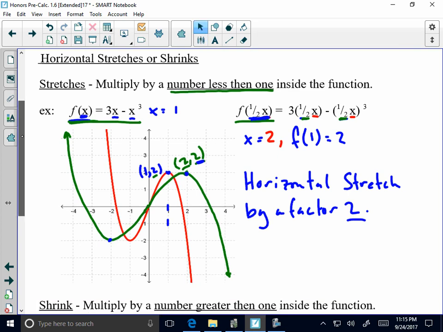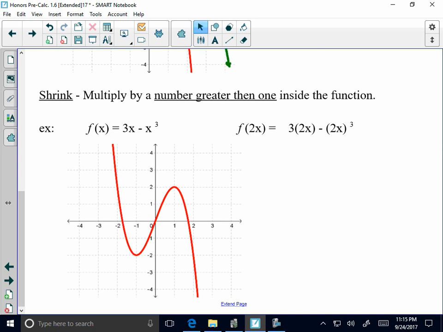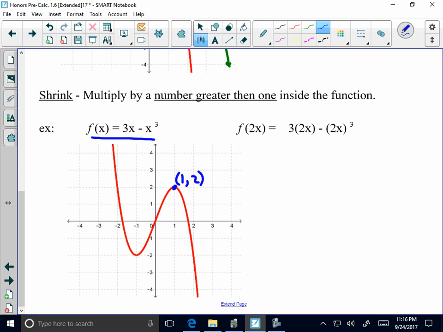Now, right here, when we're looking at horizontal shrinks, it's a lot of the same logic. We say that we have a horizontal shrink when we multiply by a number greater than 1 inside the function. And again, we can go through that same process. If we have our ordered pair (1, 2) for our original function, we want to ask ourselves, what's the x value I have to plug in in order for f to evaluate 1 and give me 2? Well, the x value that I have to plug in is going to be 1/2. And when I plug in the x value of 1/2, that's where I'm going to get the function value that is that local max of 2.